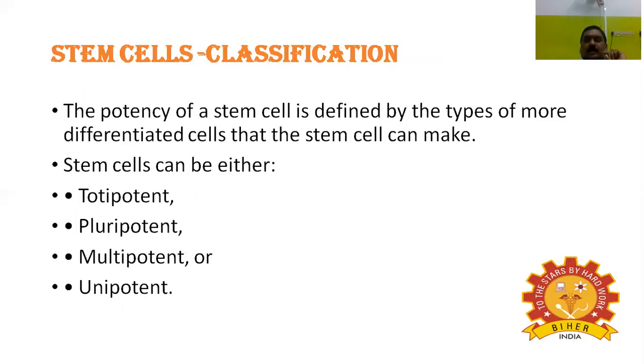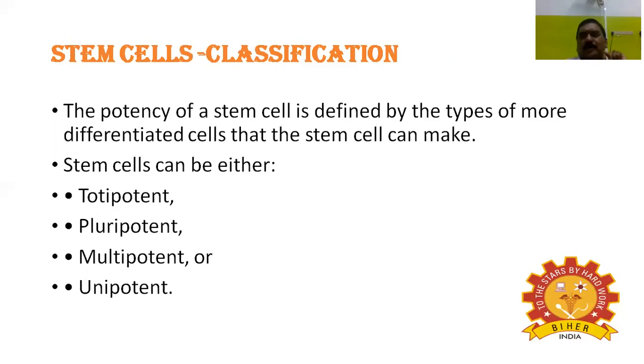Next, I'm coming to the classification of stem cells. The classification of stem cells is basically based on the potency of the stem cells. So what is potency? Potency is nothing but potential, the ability of the cells. The potency of stem cells is defined by the types of differentiated cells that the stem cells can make, and is either totipotent, pluripotent, multipotent, or unipotent.